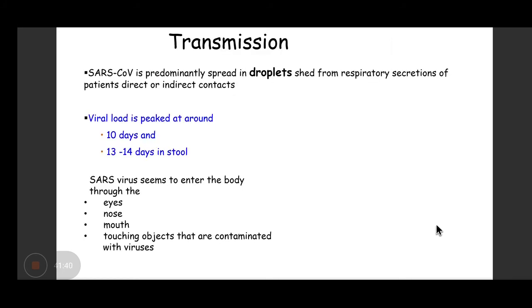The infection is transmitted by the spread of droplets shed in the respiratory secretion. Viral load peaks around 10 days, and at 13 to 14 days in stool. SARS viruses seem to enter the body through the eyes, nose, mouth, and by touching objects that are contaminated with virus.